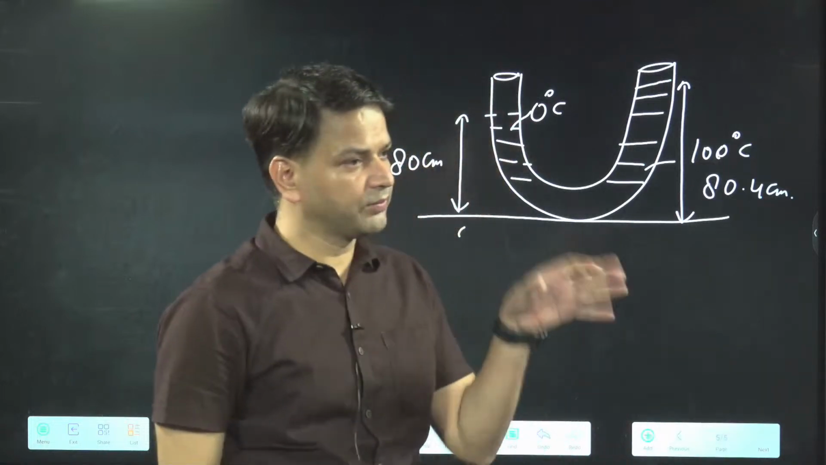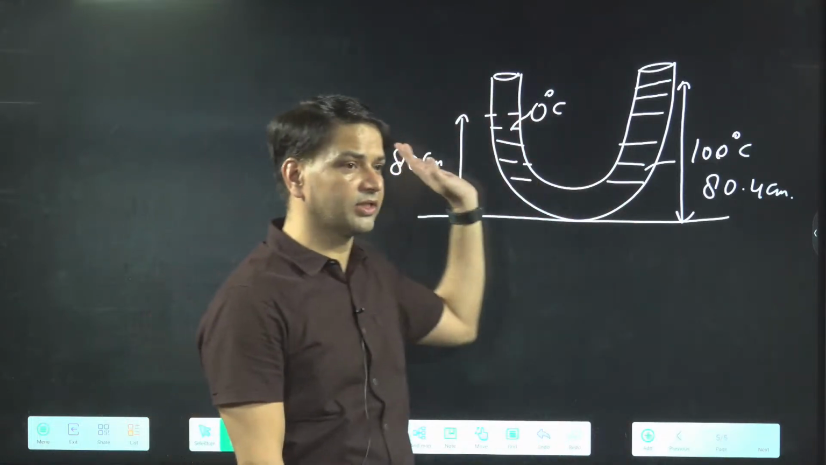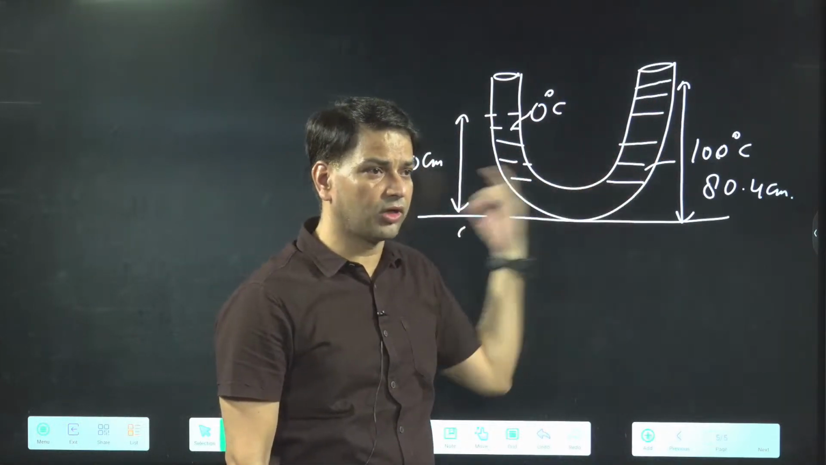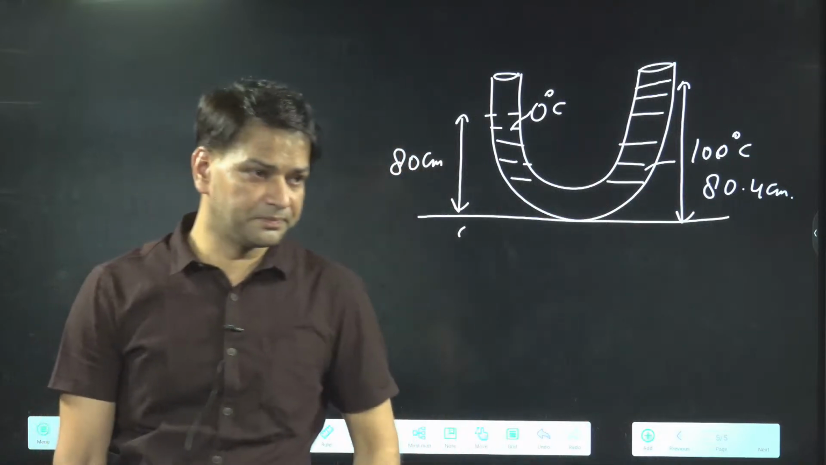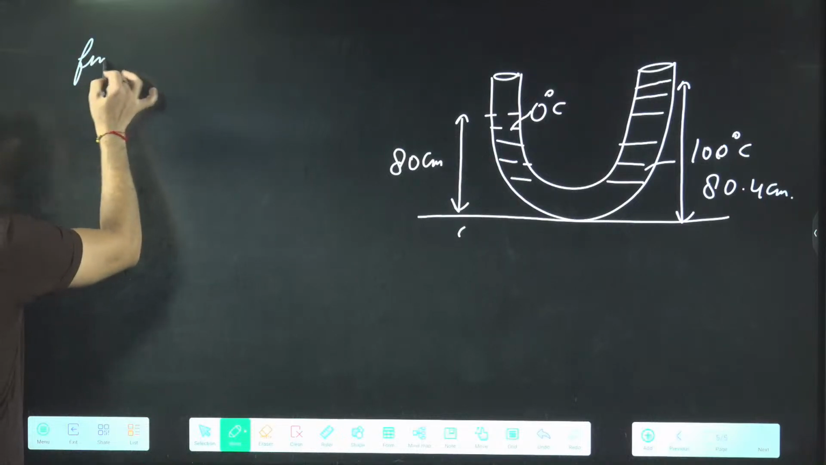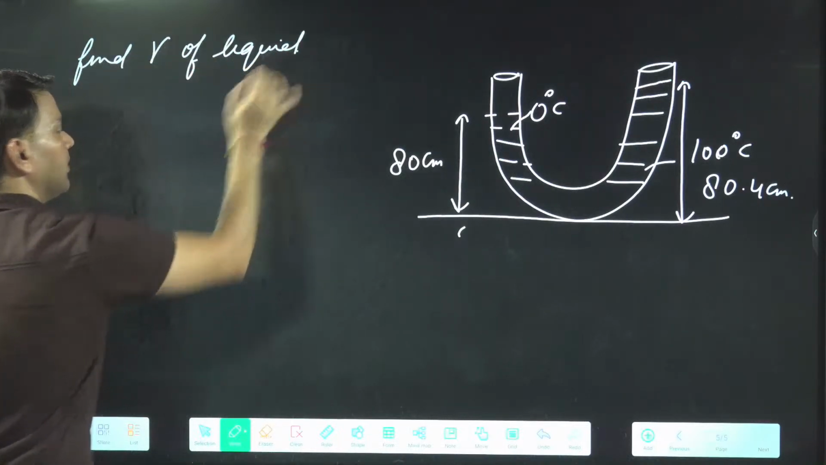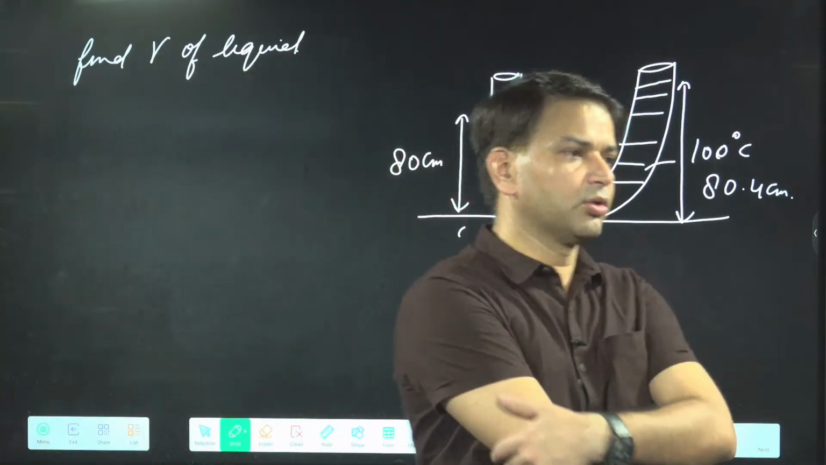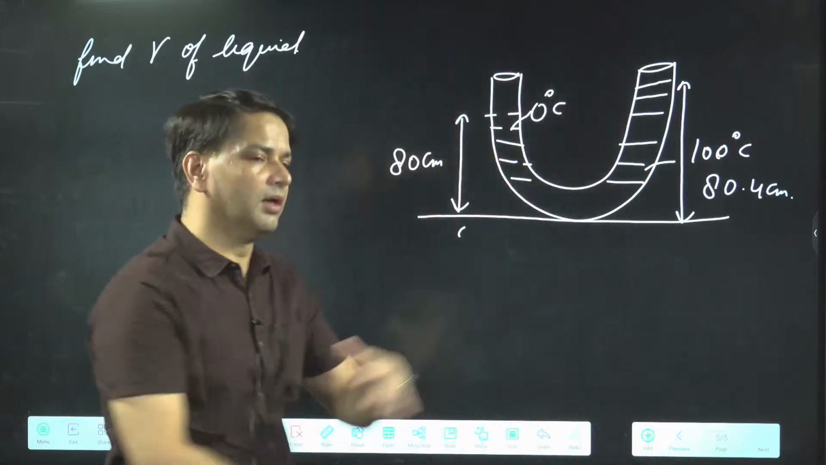We have to find, that is a uniform U-shaped tube. In that we have put the same liquid, but this arm I am maintaining at 0 degrees C, this arm at 100 degrees C. So the height of the liquid column I have given here is 80, here 80.4. So we have to find the gamma of the liquid. Now this we will learn in our hydrostatics, in our liquid properties of the fluid.